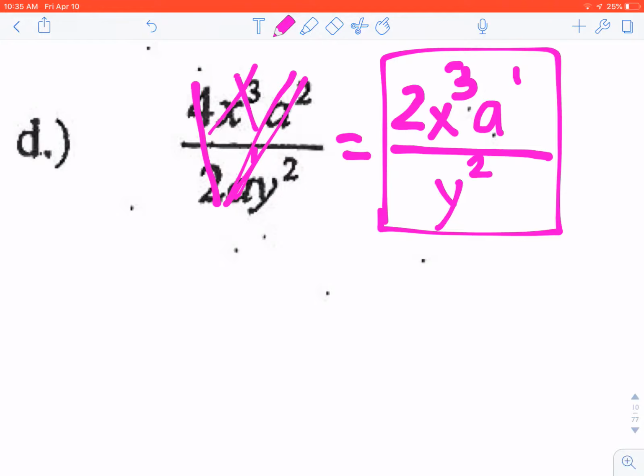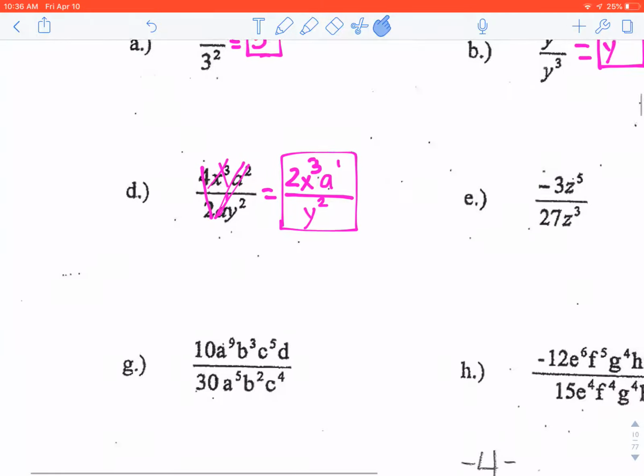You do not have to keep that 1 above the a on any standardized test that you would have next year or whatever. You will not see that 1. But again, it's not wrong. It's fine to keep it there.